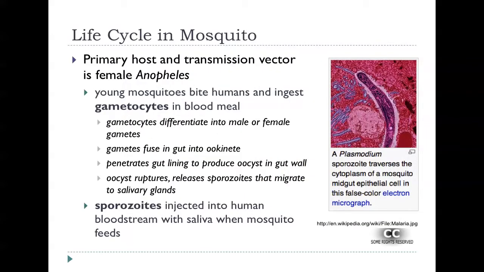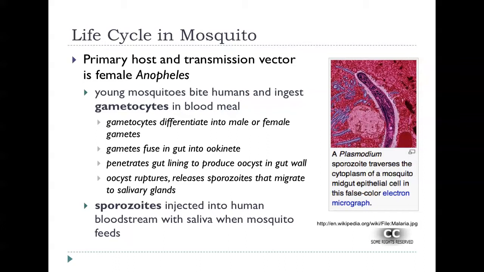So the mosquito is the primary host of malaria, and it's the transmission vector. It's only the female form of this Anopheles mosquito. What happens is the young mosquitoes bite humans, and they ingest a form of the parasite known as the gametocyte in the blood meal. Those gametocytes can differentiate into two forms, the male or the female gametes, and then they go into the gut of the mosquito, and they fuse together.